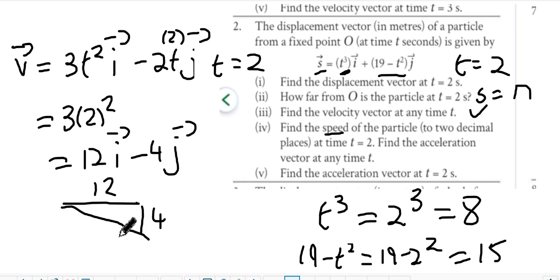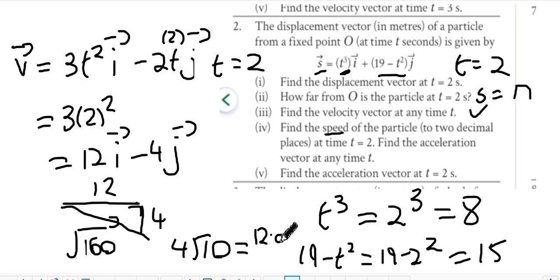Okay, so square root of 160, because it's 144 plus 16, which is square root of 160. Which is 4 root 10. Which is 12.65. 12.65 meters per second. Is that okay?